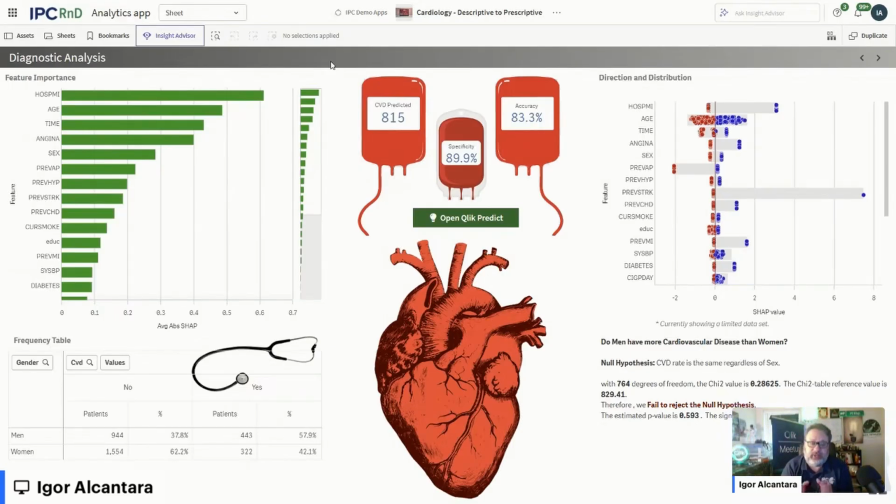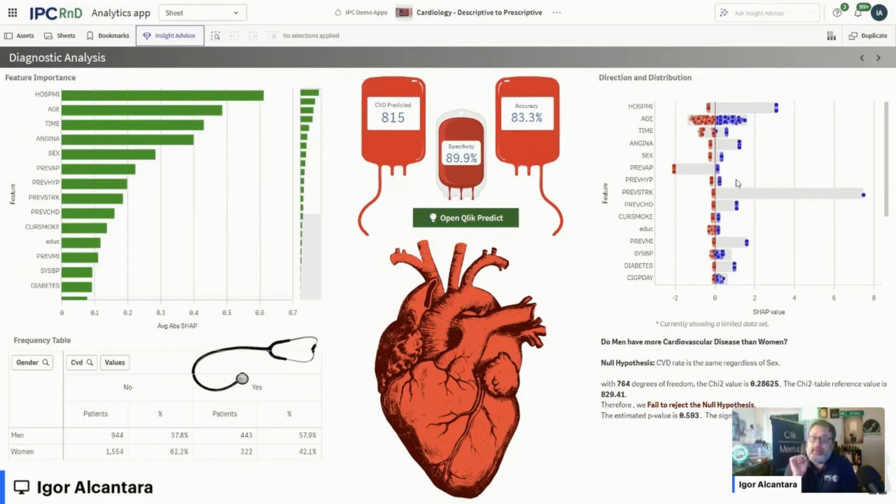What does it mean, age? What specific age group has a higher chance than other groups? What about time since last visit? Less time or more time is more likely? So you don't know the details. But then Qlik Predict goes another step further and gives you that explanation for every single row. So when you submit your data and you get a prediction back, you get the prediction, the probability, and you get the explanation for every single row.